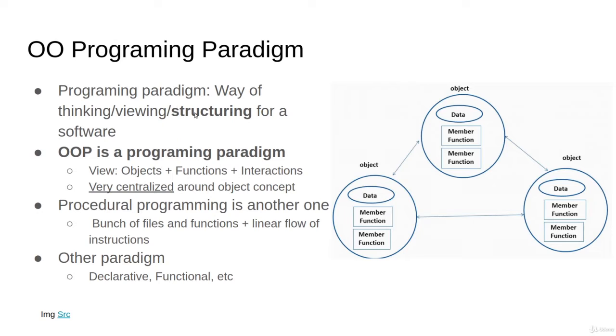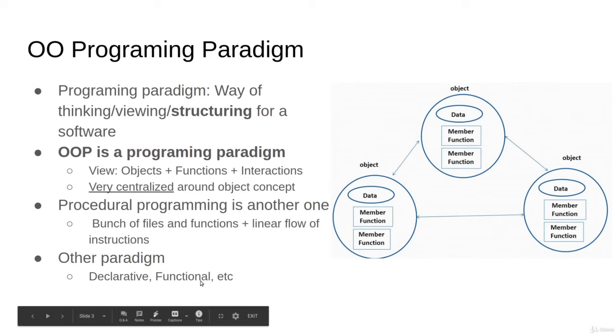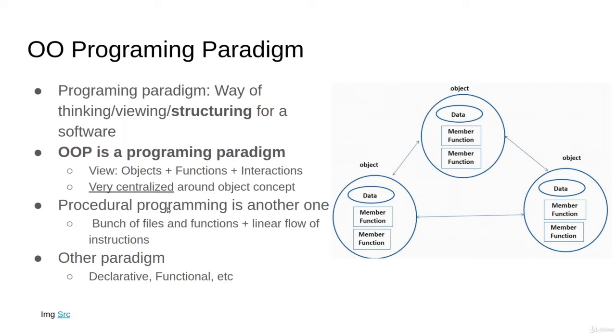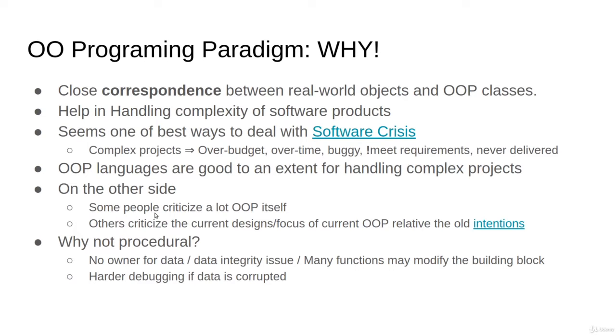OOP is a paradigm. The word paradigm, or programming paradigm, means a way of thinking, viewing, and structuring your software. So it is like a philosophy. OOP is just one of them. Before that, there are many other paradigms like declarative and functional. One of the very popular ways is procedural programming. This is what we were actually doing early in C++, introducing functions and so on. So this is one of the old paradigms.